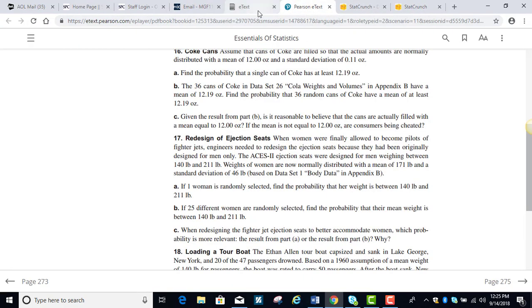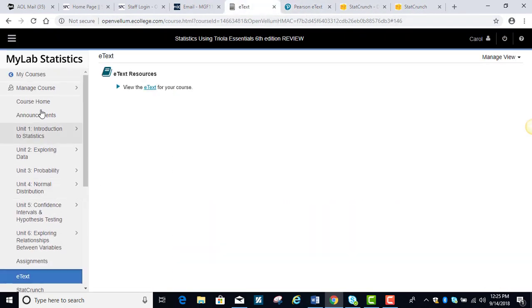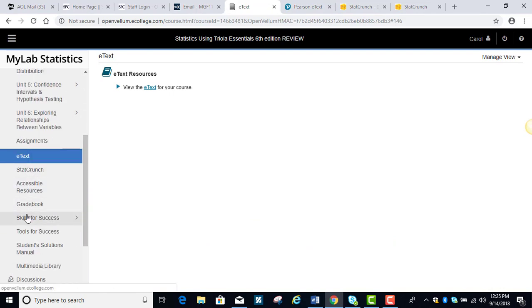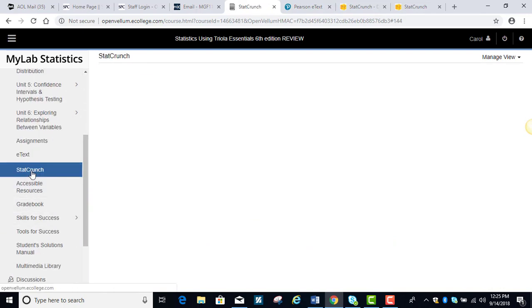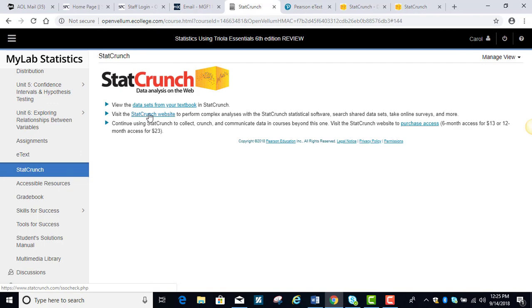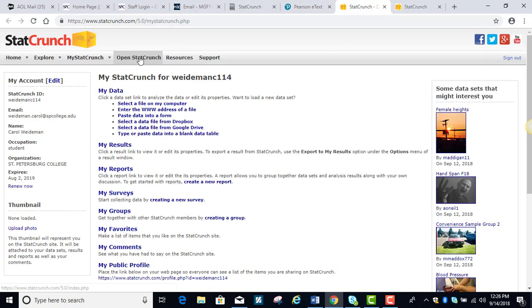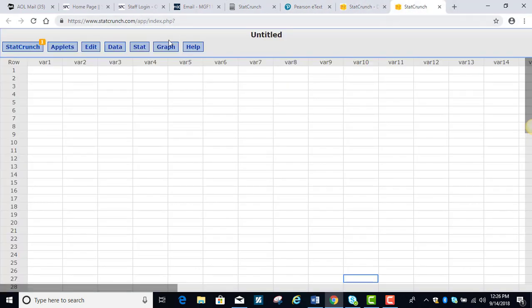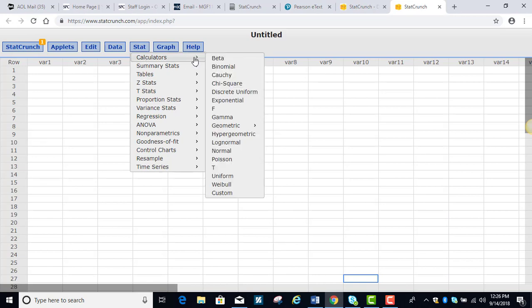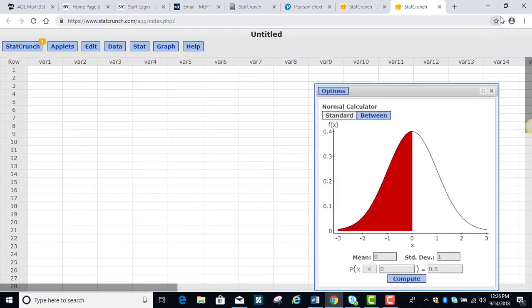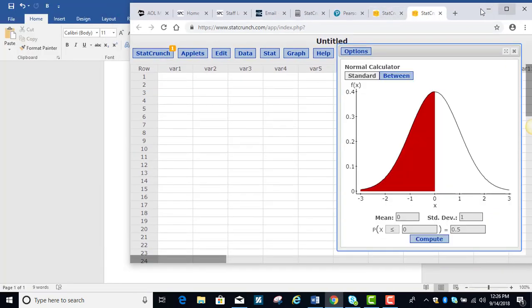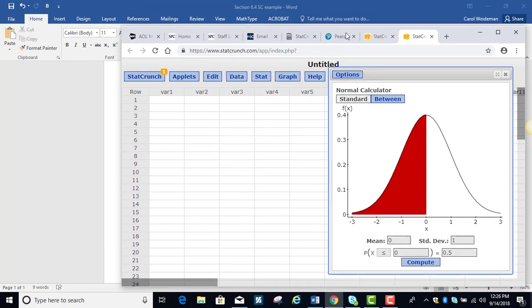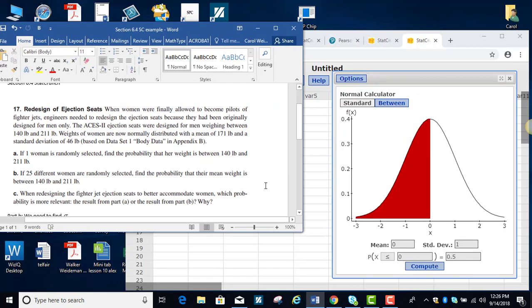On the Pearson MyLabs toolbar on the left side, we click on StatCrunch. And then we click on StatCrunch website. And from the website, we click on Open StatCrunch. And we go to Stat, Calculator, Normal, and I'm going to go ahead and try to put this side by side with the problem so we can see everything at one time.